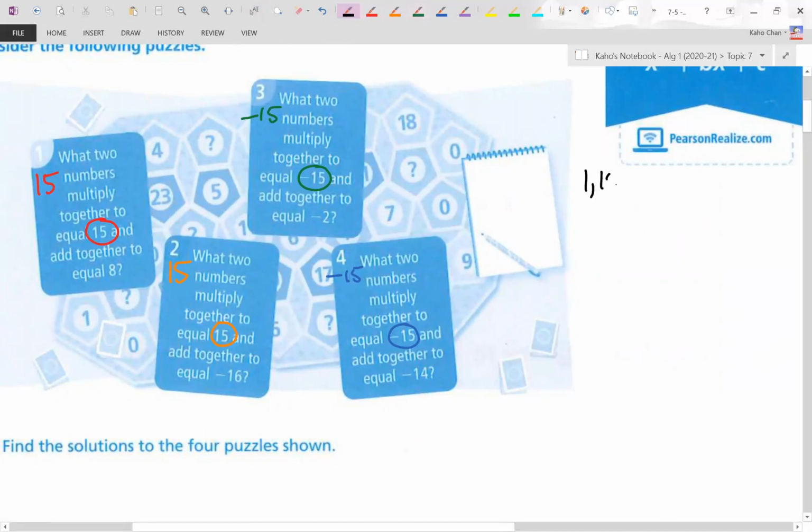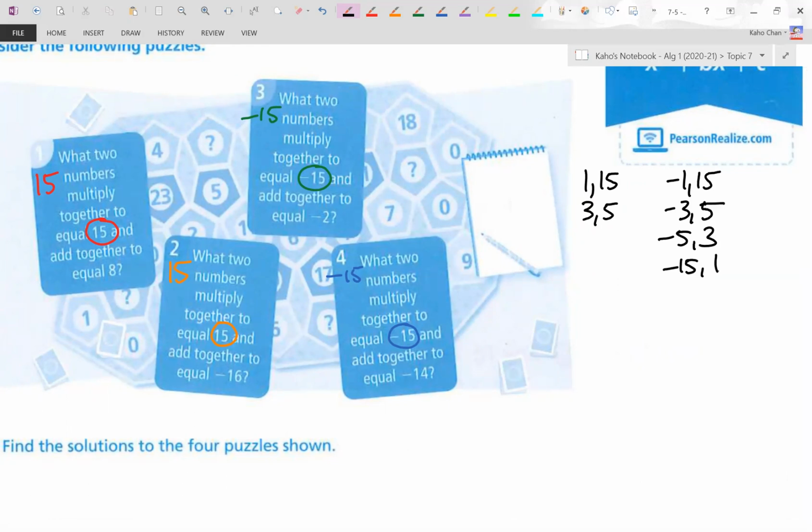We'll pick the easiest one, 1 times 15, that's easy. How about 3 times 5? That works too. Now 5 times 3 is not needed because that's already the same. Neither is 15 times 1. What about negative 15? Let's see. Negative 1 times 15. Negative 3 times 5, my bad. Negative 5 times 3 is another possibility. And finally, negative 15 times 1. I think those are all the possible ways of multiplying 2 numbers together to give you negative 15.